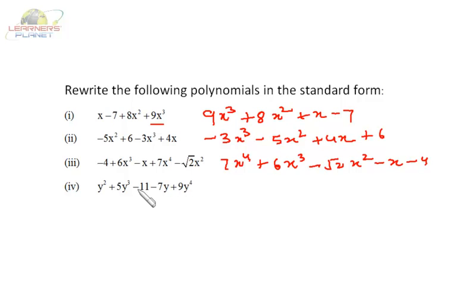The highest power over here is 4, so let's begin with 9y raised to 4 plus 5y cube plus y square minus 7y minus 11. So this is the method to write a polynomial in standard form. I hope you are clear.